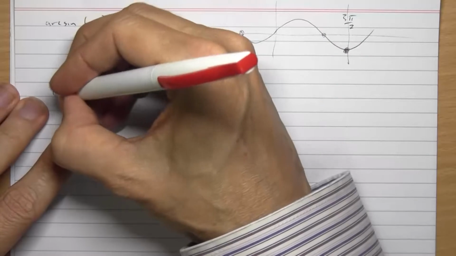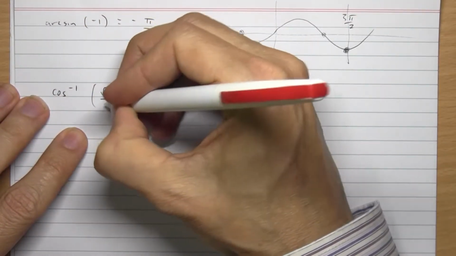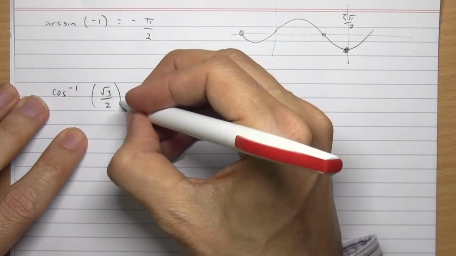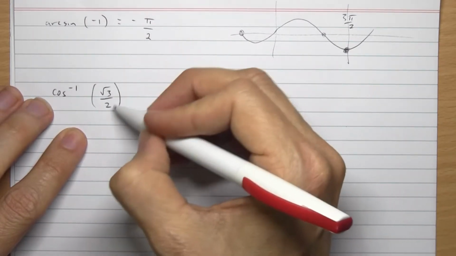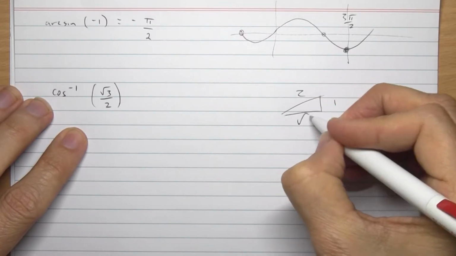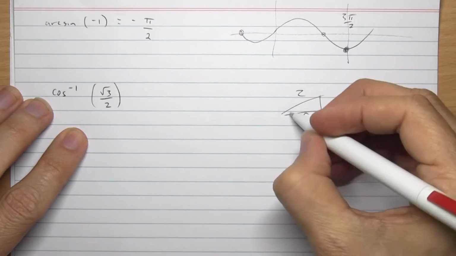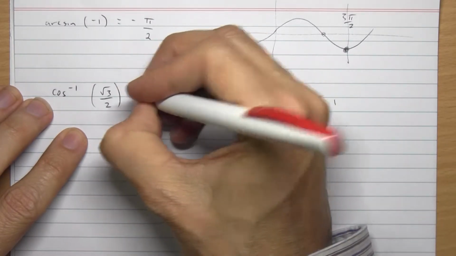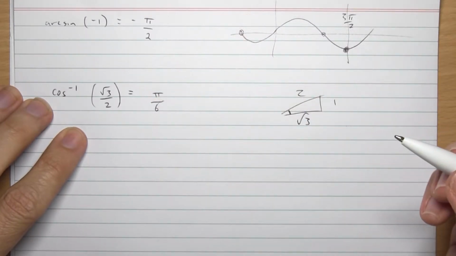Let's try another. Cos to the -1, same as arc cos of √3 on 2. Well, it's the angle for cos between 0 and pi, which has this as its cosine. So that's our old friend, the 1, 2, √3 triangle. √3 on 2, adjacent on hypotenuse, is this angle, pi on 6. And pi on 6 is the reference angle I want because it's between 0 and pi.